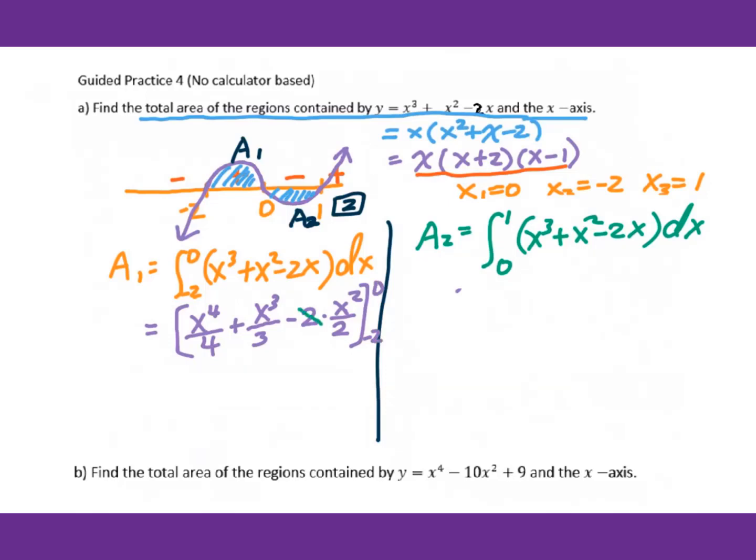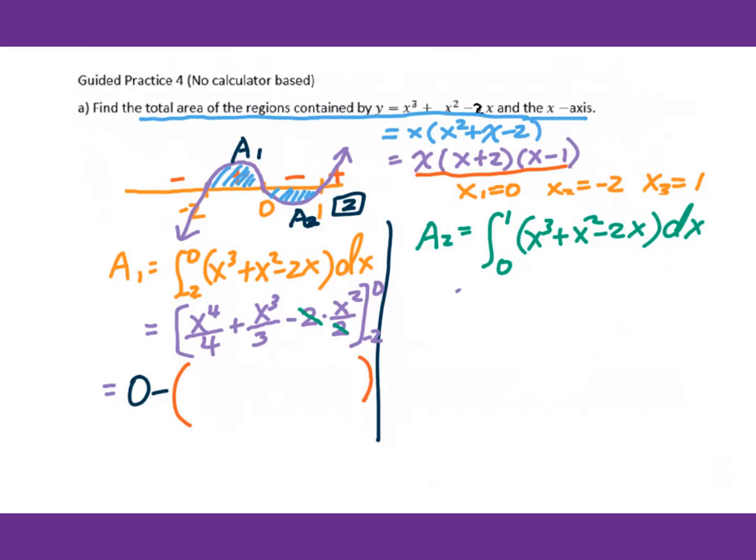We organize this just like x squared. So we plug in 0 first. You will get 0. Minus, don't forget this minus. Then we plug in negative 2. So you get negative 2 to the fourth power over 4 plus negative 2 to the third power over 3. Then minus negative 2 squared.